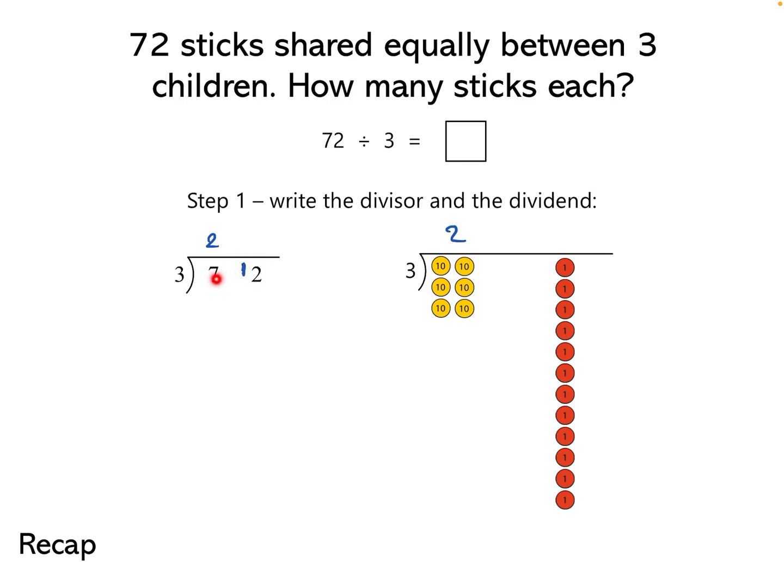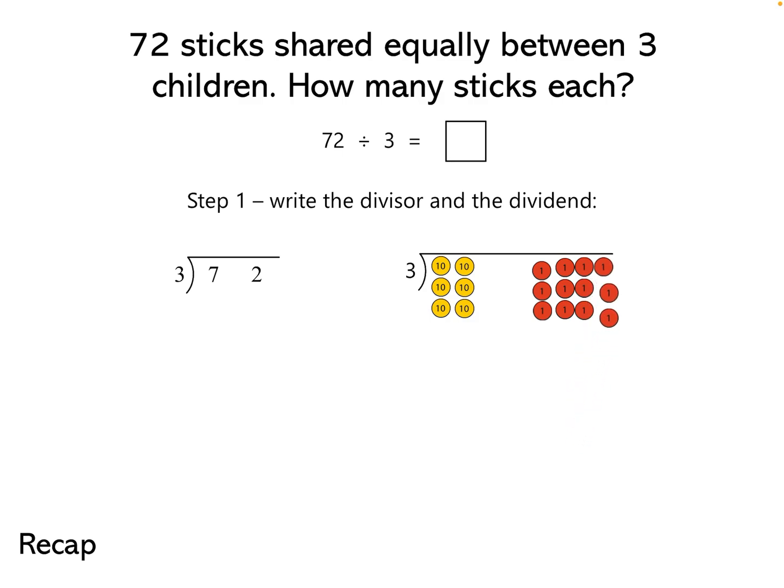So we're going to do, how many does each group get if I split 12 ones into 3 groups? So how many 3s are in 12? We know that because we can do things both ways. How many 3s in 12? 3, 6, 9, 12. That must be 4. Let's see if we're right.